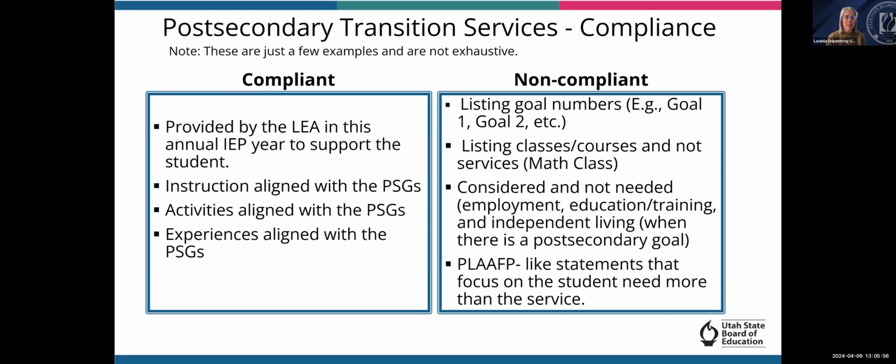Now we're going to flip to the left box. Compliant, we need to see a service that is provided by the LEA in this annual IEP year to help support that student. We need to see that there's alignment with those post-secondary goals, that the activities are aligned, and that the experiences are aligned. So whether it be instruction, activities, or experiences, all of those are considered transition services, but there's got to be some alignment. So in other words, if the student is interested in being a vet tech, we don't want to see a service that says they're going to be doing an internship at a food place, at a restaurant, for example, right? That's not aligned with their interests. So that's what we look for as well.